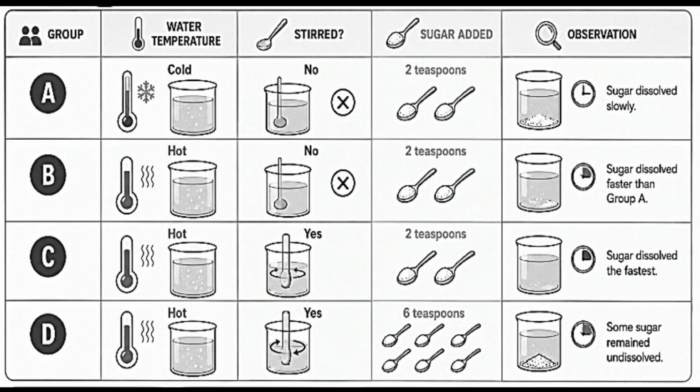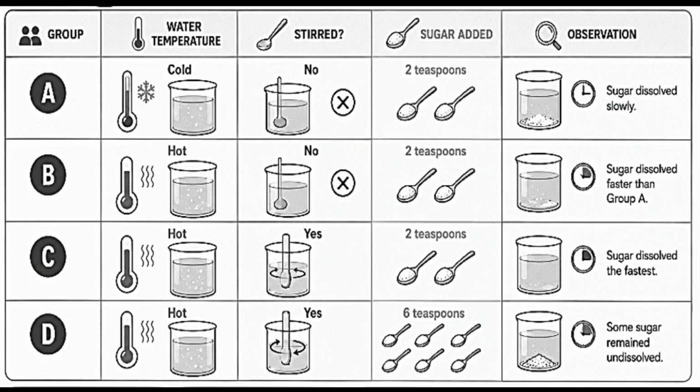So what did we learn? 3 things affect how quickly a solute dissolves. Temperature increases solubility, stirring speeds up dissolving, and every solvent has a limit. When you reach that limit, you have a saturated solution. Before that limit, you have an unsaturated solution.